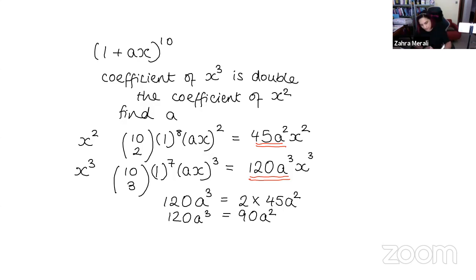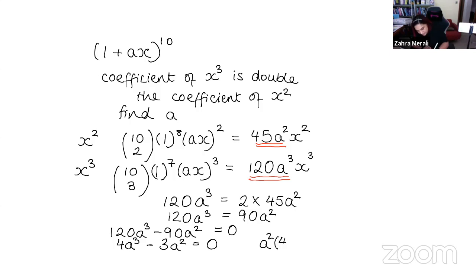So I'm going to move everything to one side. So I've got 120a cubed minus 90a squared equals 0. Simplify that to give me 4a cubed minus 3a squared equals 0. I can take a squared outside a bracket and I'll get 4a minus 3. So my answer is a equals 0 or a equals 3/4.